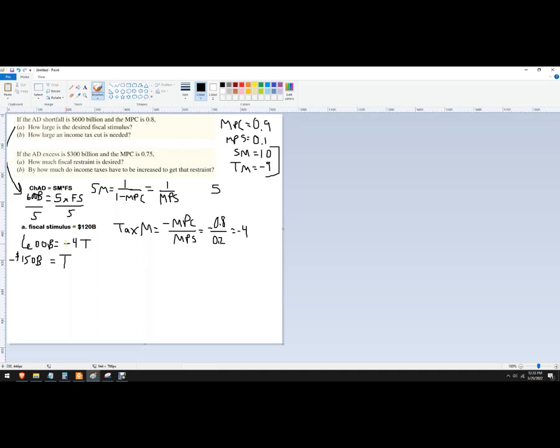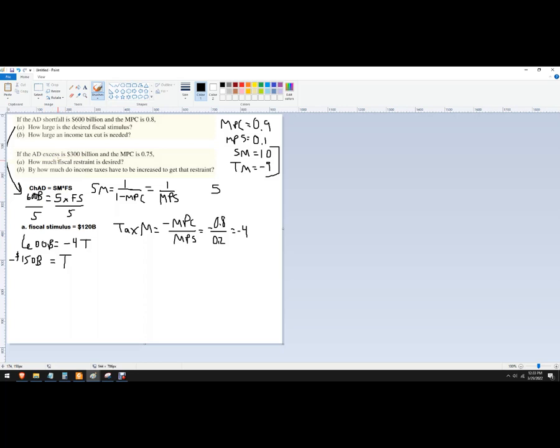So the tax cut's always going to be higher. In case you need to think about why that is, it's because part of the tax cut can be saved. It doesn't all have to be spent, whereas that fiscal injection is all going to be spent. Okay? All right, second problem.